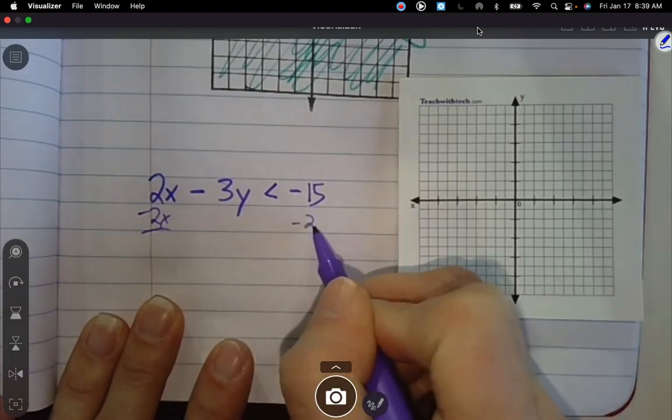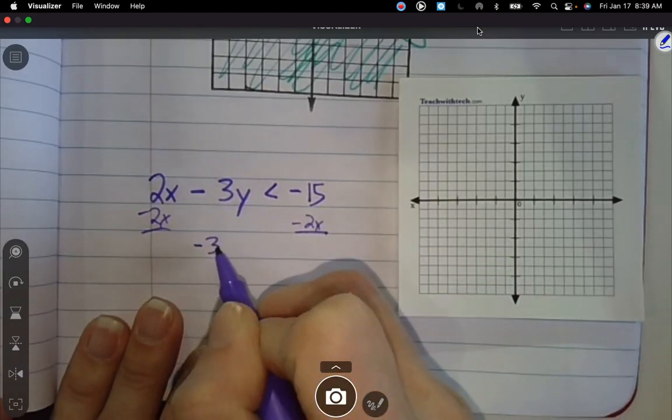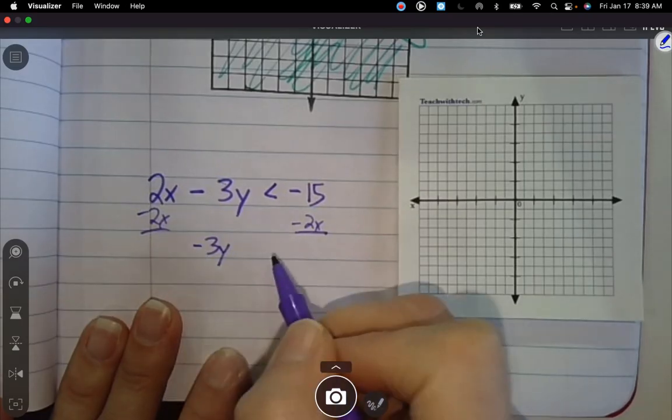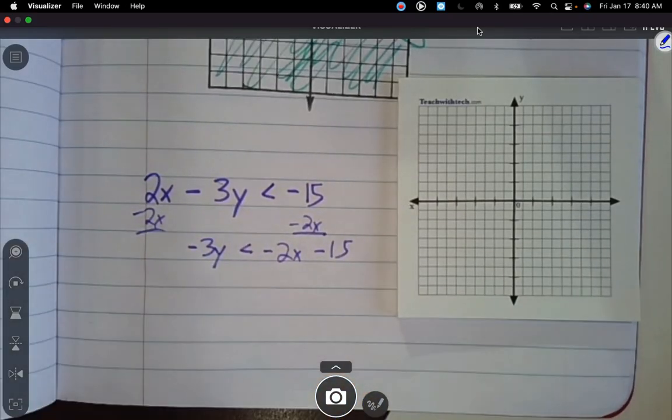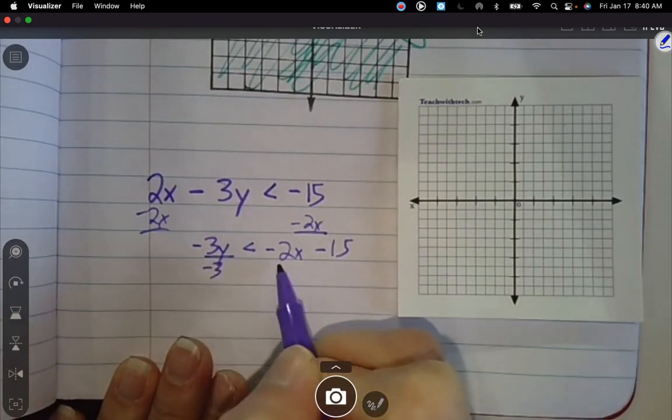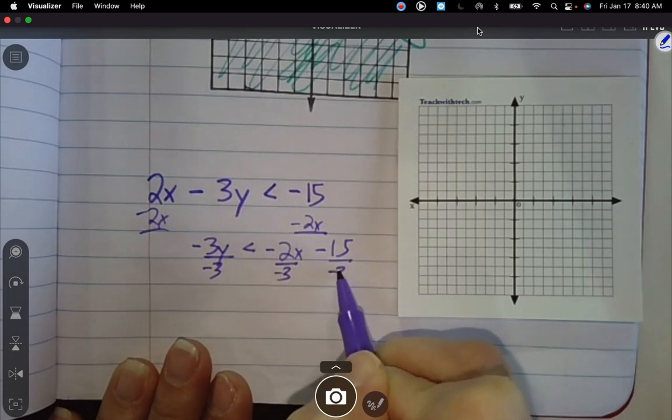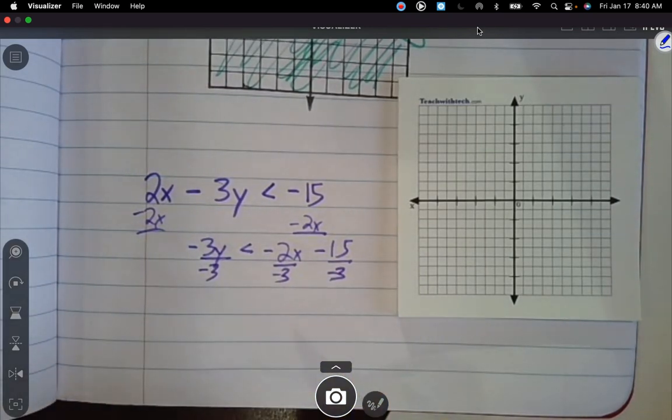You'll see it's like a pattern. Same thing every time. So a negative 3y, don't forget that's negative there, less than negative 2x minus 15. Everybody good with that one so far? Now we are going to divide by what? Divide by negative 3. Everything has to be divided by a negative 3. What happens when you divide by a negative? This goes way back to chapter 3, inequalities. Whenever you divide by a negative and you have an inequality sign, what do you have to do with it?